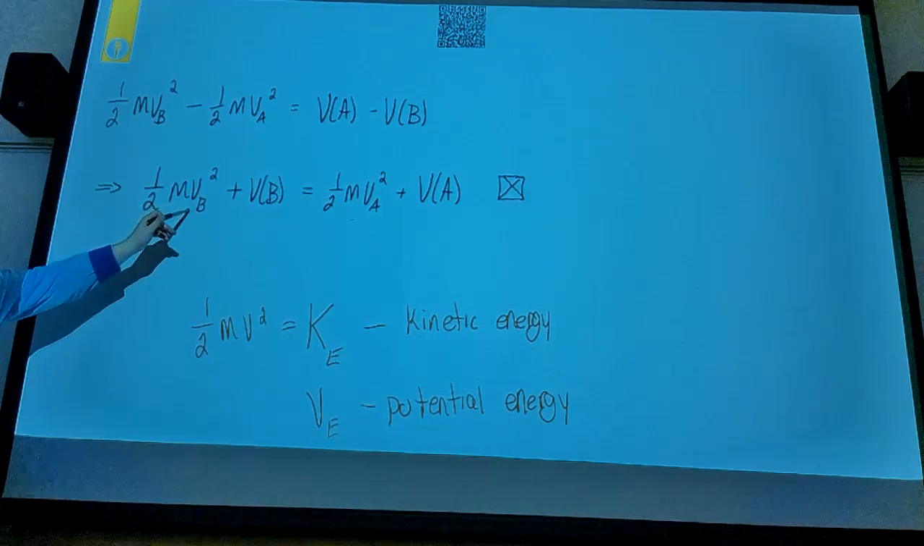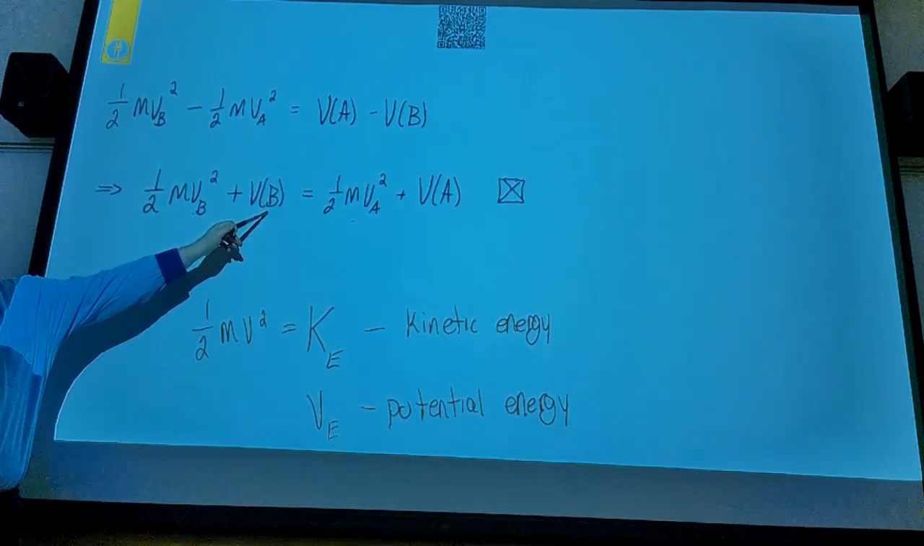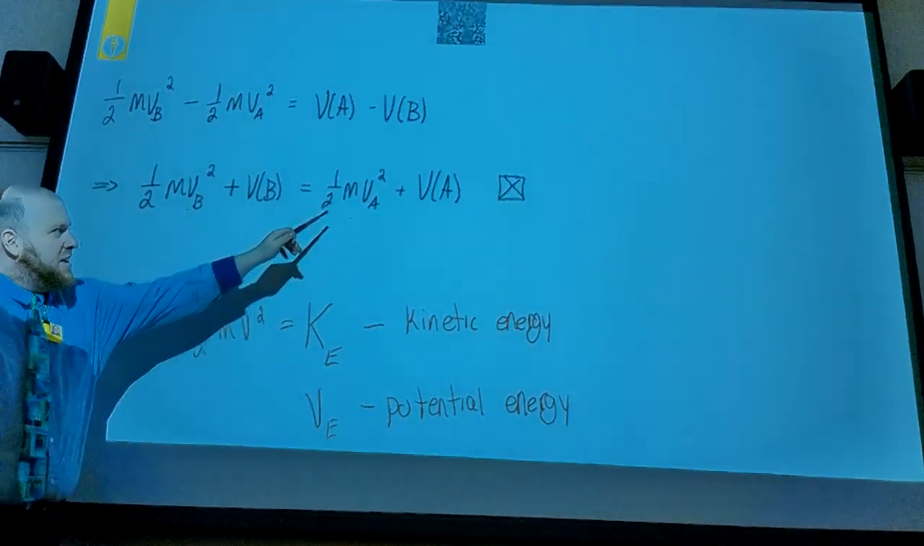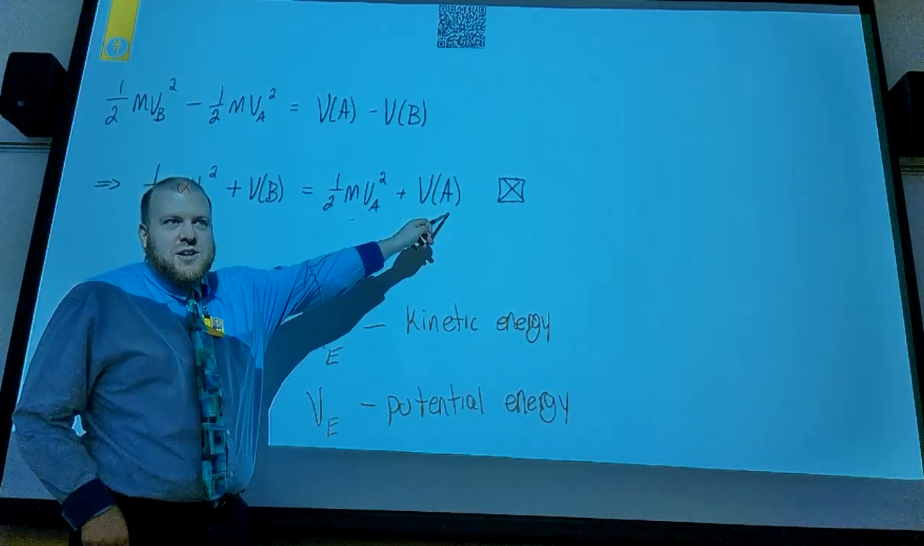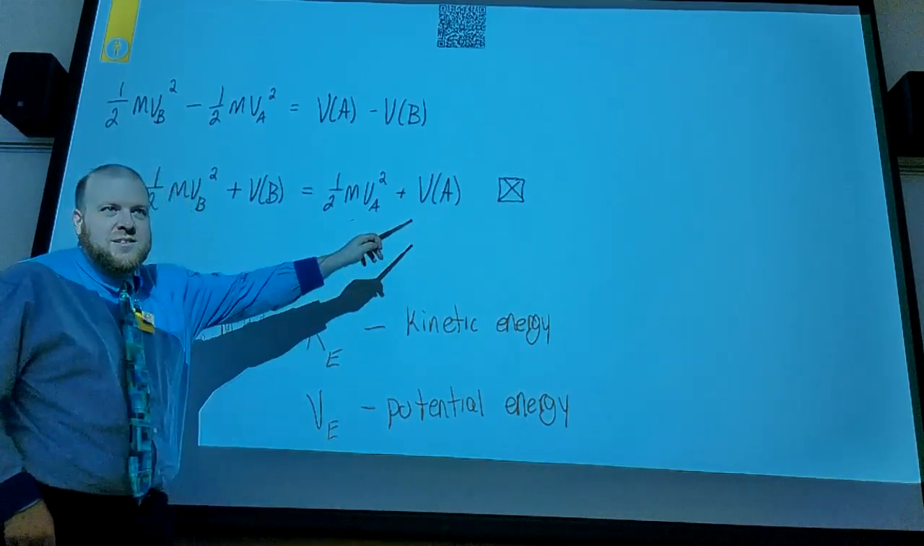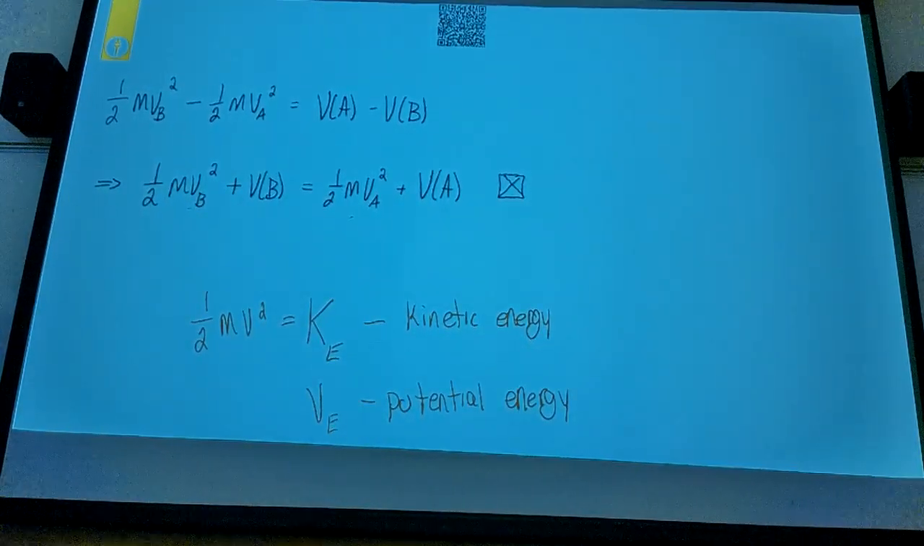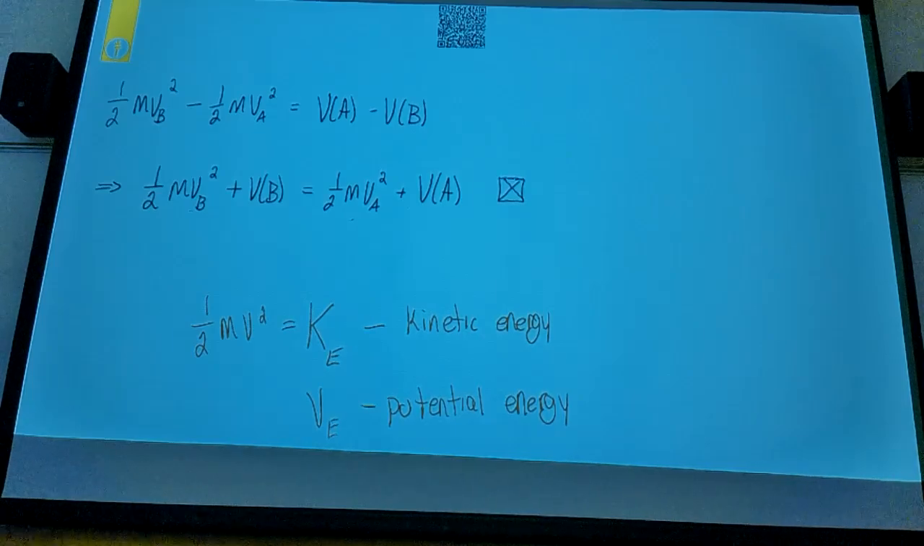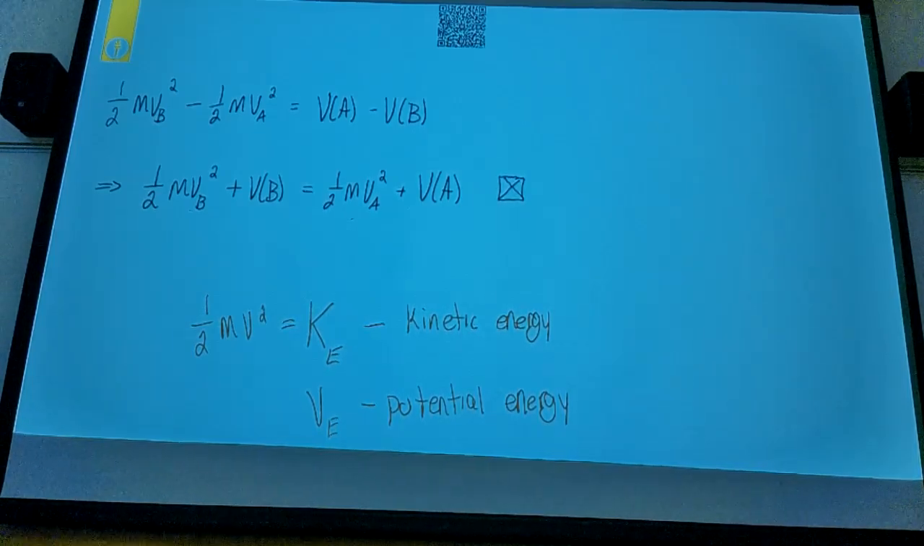Kinetic energy plus potential energy at point B. Kinetic energy plus potential energy at point A. And that says they're the same. That's conservation of energy. Energy is conserved in a conservative force field.